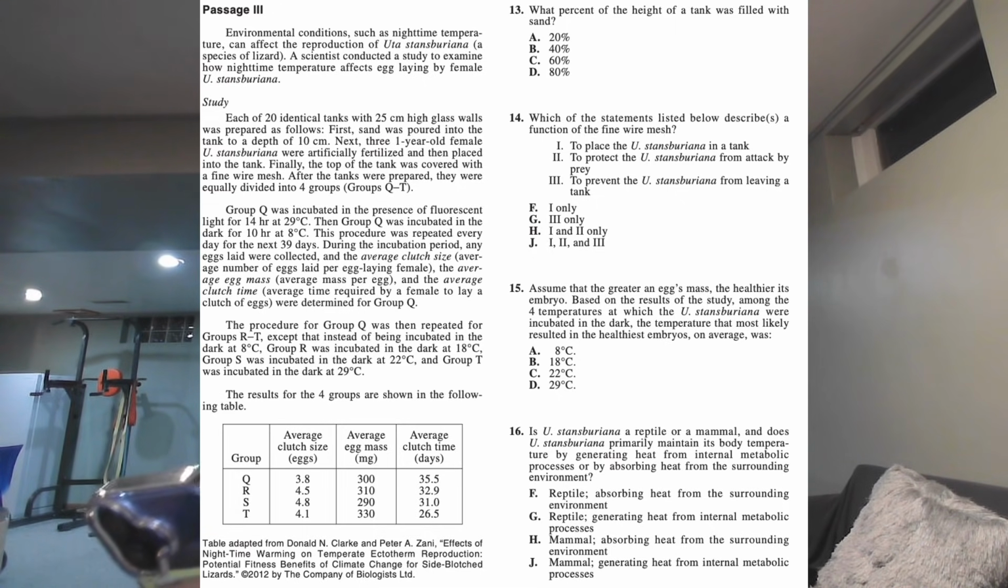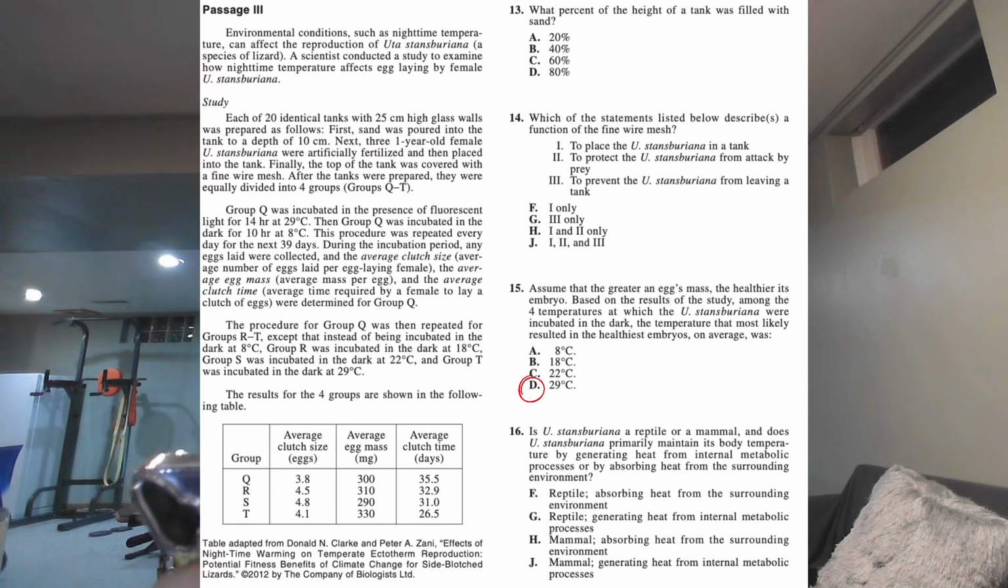And if we look at the table, we can see that group T had the biggest average egg mass. So let's look at what group T was incubated at. And above it, right, it says it right there. Group T was incubated in the dark at 29 degrees Celsius. So the answer is going to be D, 29 degrees Celsius. Let's move on to question 16.